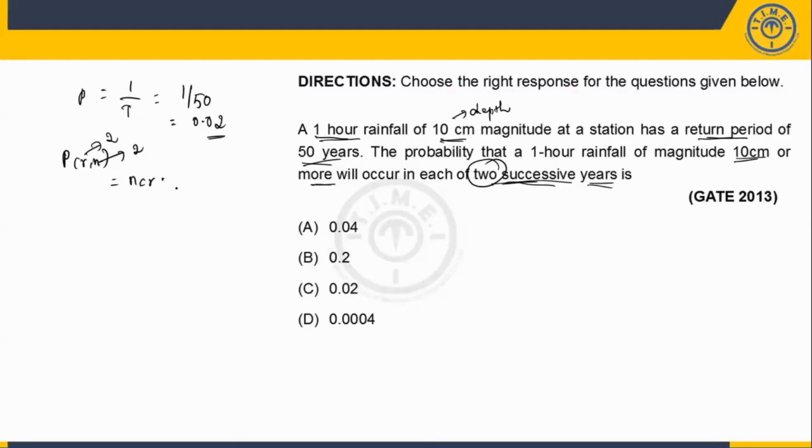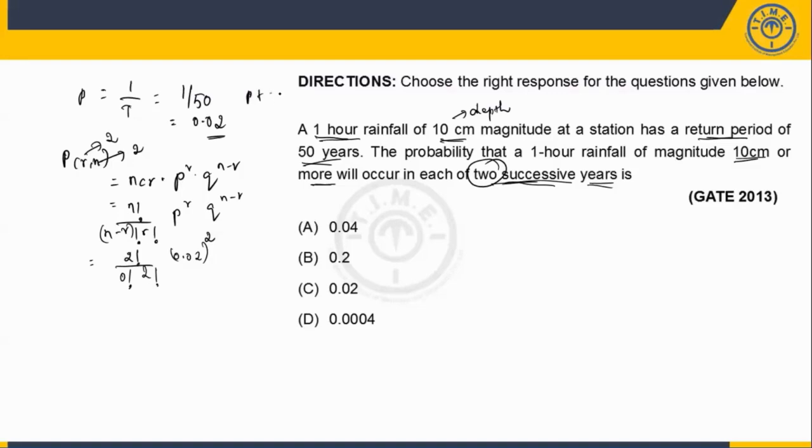That's given by the formula nCr P power r Q power n minus r. nCr is nothing but n factorial upon n minus r factorial into r factorial, into P power r Q power n minus r, where r is 2, n is 2. Substitute them. 2 factorial, n factorial is 2 factorial. n minus r, 2 minus 2, 0 factorial. And r factorial, 2 factorial. P is 0.02, power r is 2. Q is how much then?